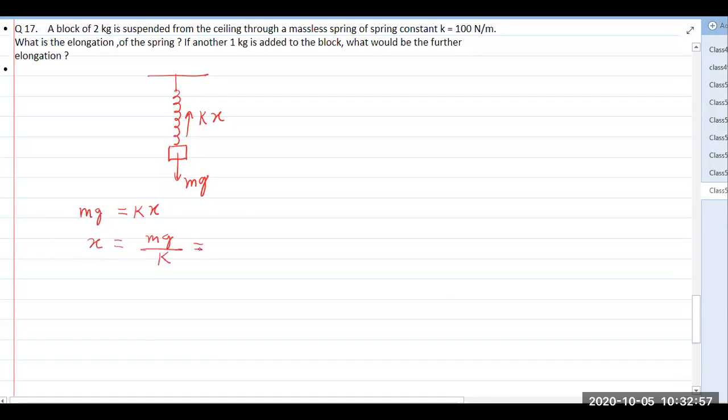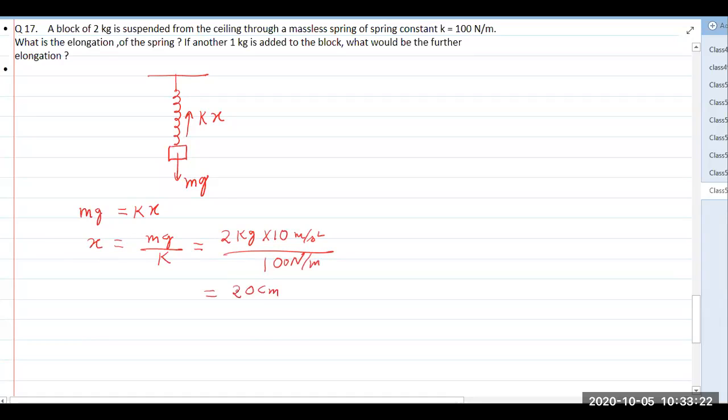So mg, how much is the mass of the object? 2 kg. So 2 kg into g is 10, and k is how much? 100. So we will get 20 by 100, which means 20 centimeter. So the elongation is 20 centimeter.